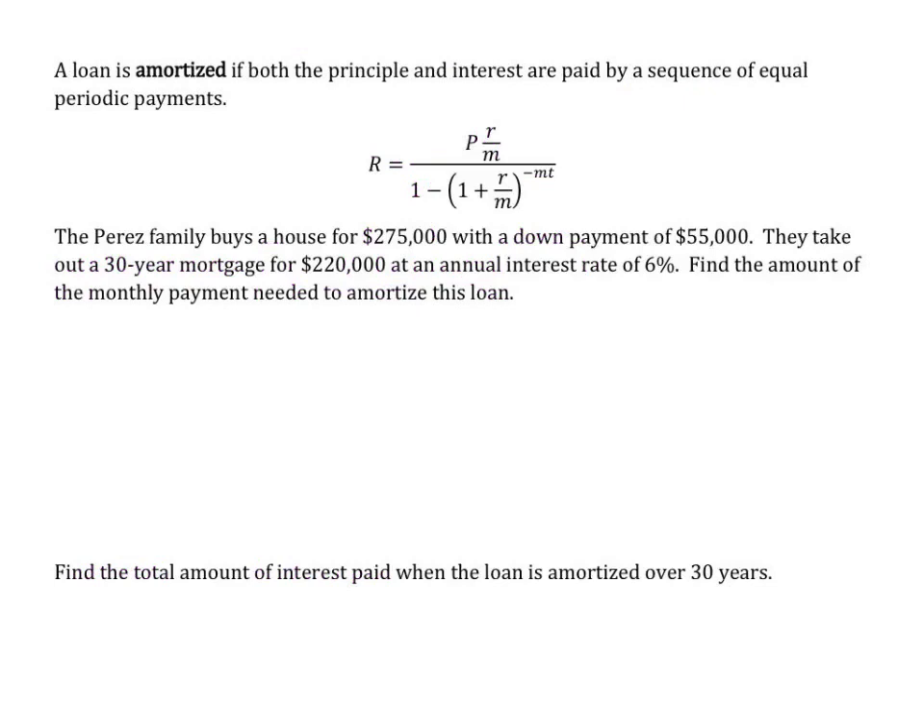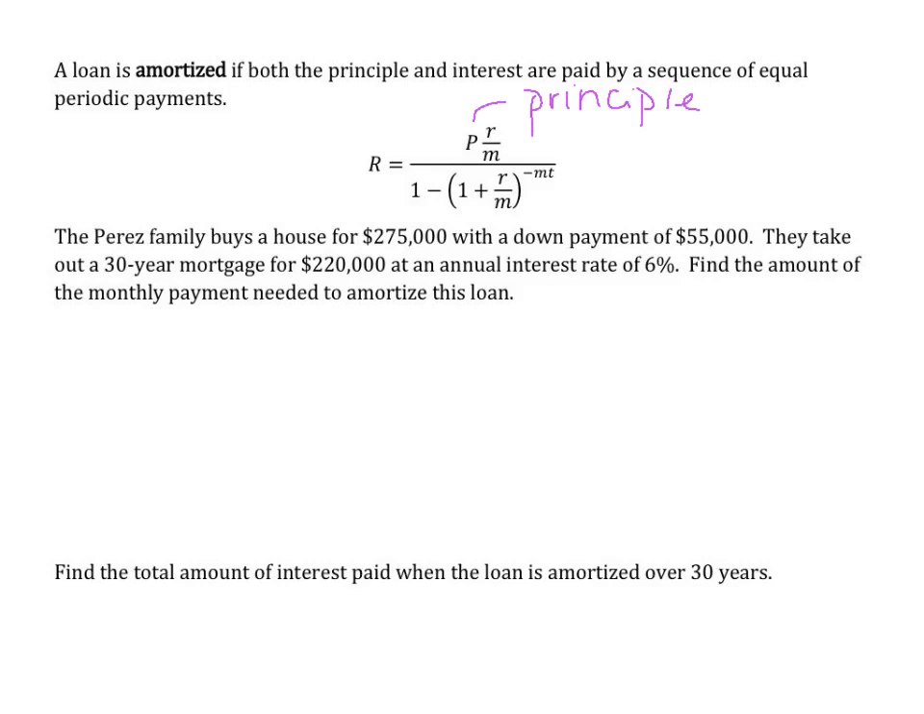A loan is amortized if both the principal and interest are paid by a sequence of equal periodic payments. So again, we have a formula that will tell us how much our payments need to be so that they're equal the whole time. Again, in the formula above, P represents how much we're borrowing, so the principal. I'm not going to go through R and M and T again. R is the rate, M is how often it's compounded, and T is for how many years.